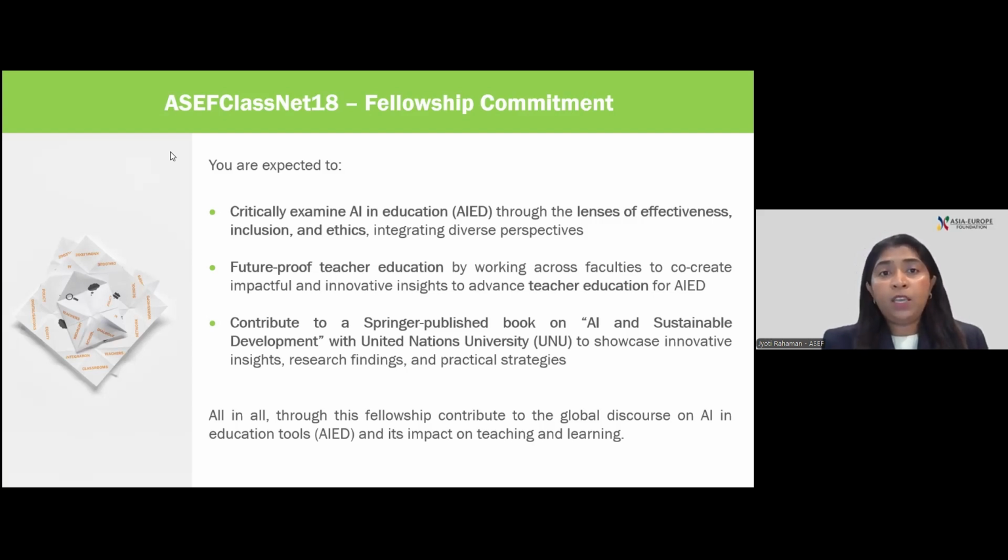And one of the key roles that you will play in this project is contributing to a book chapter on AI and sustainable development that will be published together with United Nations University. And the goal is to, of course, showcase innovative insights, research findings, and practical strategies. All in all, the key goal is to really shape the global discourse on AI in education in a meaningful, ethical and safe way.